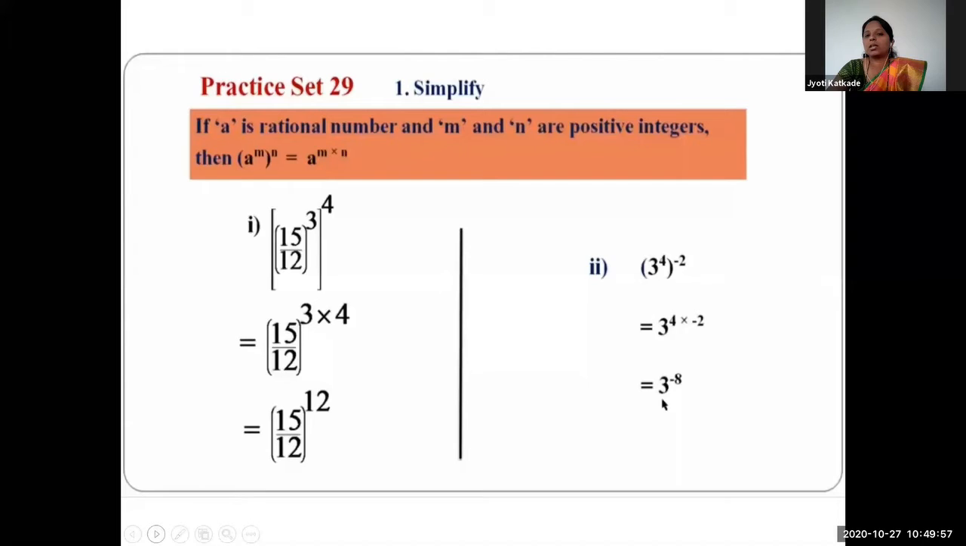See, second example is there. Okay. 3 raised to 4 bracket raised to minus 2. According to our rule, which is at the top of that screen, that is a raised to m bracket raised to n, take multiplication of power. So 3 raised to 4 into minus 2. 4 2s are 8. But minus sign is there. So we get 3 raised to minus 8. And our answer of the second question is 3 raised to minus 8.